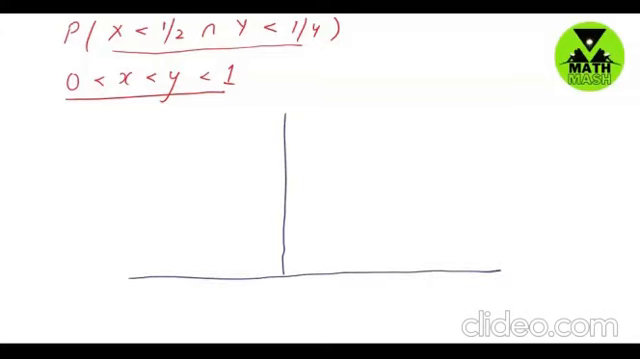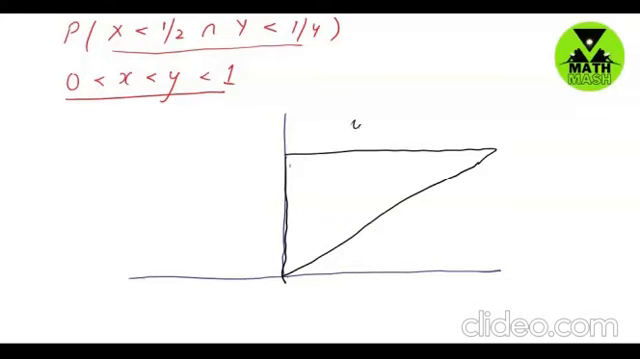So for this, x is equals to 0 is this line. Then we have x is equals to y, it is this line. And then y is equals to 1, so this is the y is equals to 1 line. So this is y is equals to 1, this is x is equals to y, this is x is equals to 0. The points are 1, 1, this is 0, comma 1 and this is 0, comma 0.